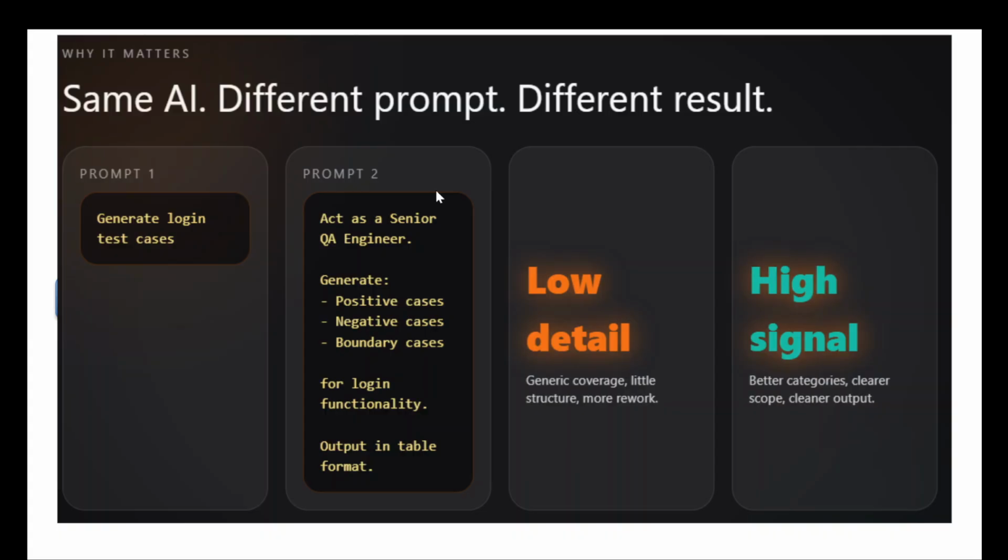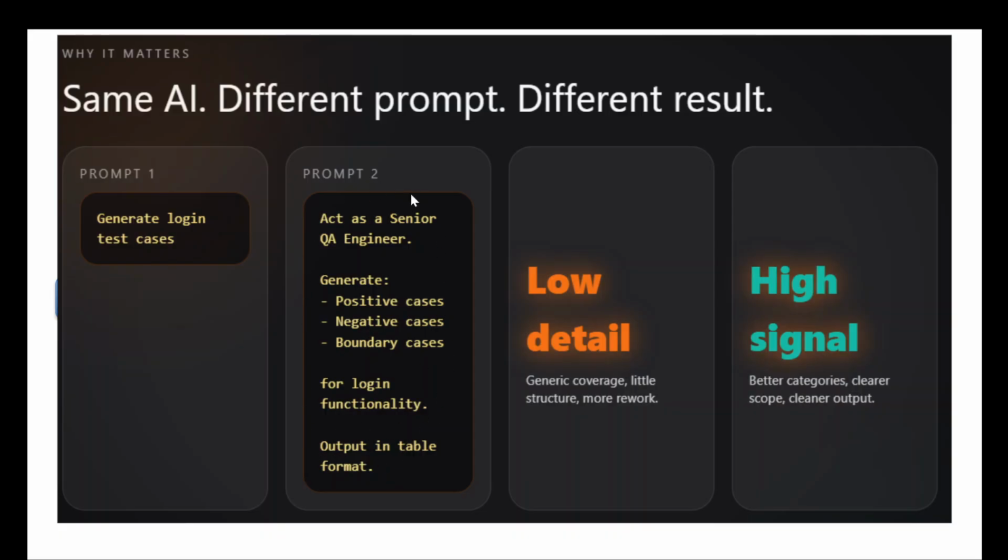Why is it important? Because the AI model is the same. If you are using prompt 1 or prompt 2, the model is going to be the same, but the output it will produce will be different for both prompts. If you provide a prompt like "generate login test cases", it will give you some generic list of test cases for login. But if you give some more details, for example, "act as a senior engineer, generate positive, negative, boundary cases for login functionality, and output should be in table format".